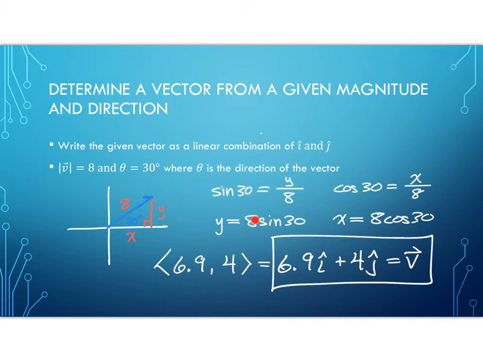So these are the formulas you want to remember. If you're given the magnitude and the direction, 8 cosine 30 gives you the x part, 8 sine 30 gives you the y part. And that's how you can make the jump to this. And then here I'm asking for linear combination of i and j, so that would look like this. If I was asking for the component form, it would look like this. If I wasn't specific, you could give me either of these two forms.